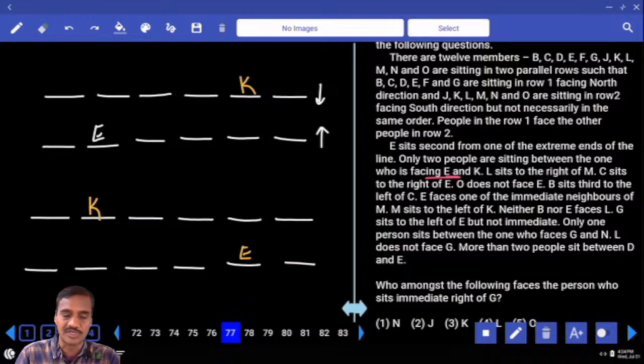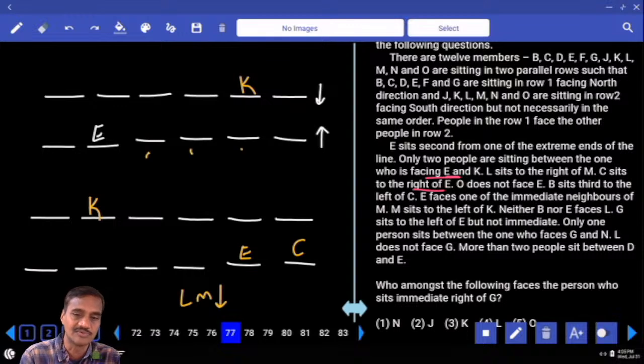L sits to the right of him. Where is this L? L is to the right of him. Now L and M are facing towards south, and right means towards our left hand side. Clear? Now follow here. And C sits to the right of him. C can be at any one of these places. And next one, here there is only one possibility.